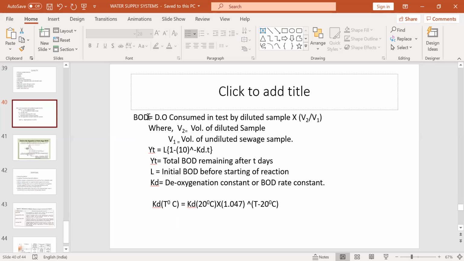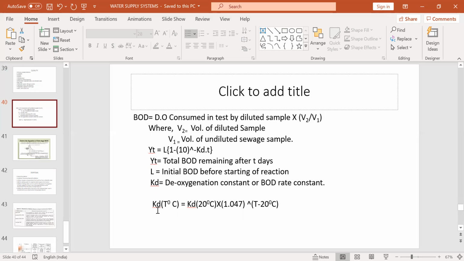Another formula for this: YT is the amount of BOD present at time T, T referring to T days, the total BOD remaining after T. This is given by the formula L into 1 minus 10 to the power minus KD into T, where L is the initial BOD before the start of the reaction, and KD is the deoxygenation constant or BOD rate constant.